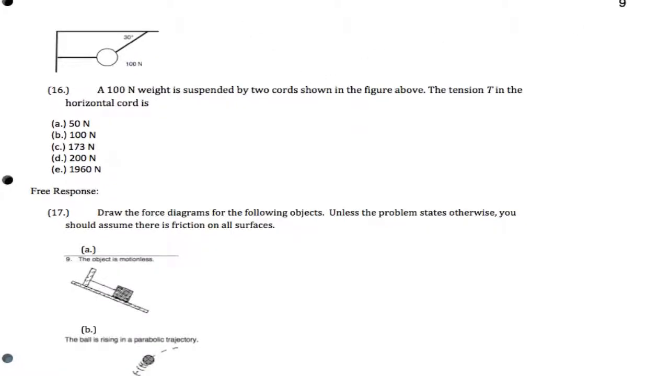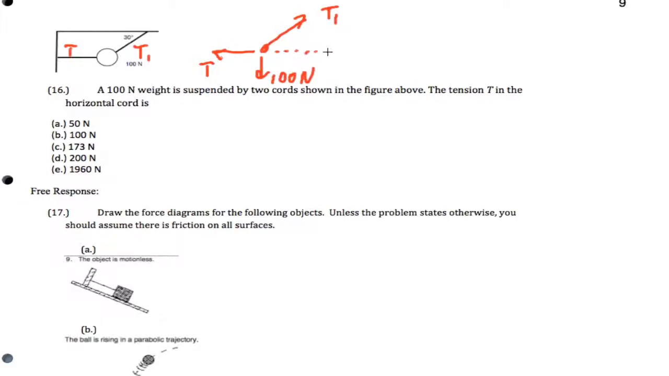All right, moving on to the next set of problems, the next page. We have a 100 Newton weight suspended by the two cords shown in the figure above, and we want to find the tension T in the horizontal cord. I'm going to call this T, I'm going to call this T1, and I'm going to solve. So the free body diagram of this situation looks like this. I have T1, I have T going horizontally, and I have a 100 Newton weight going down.